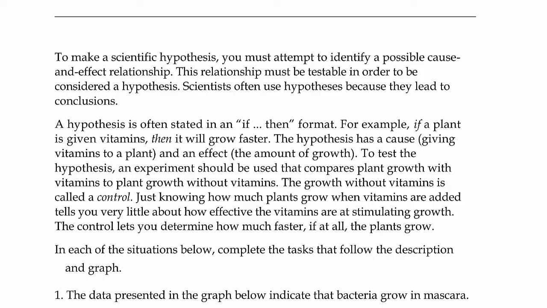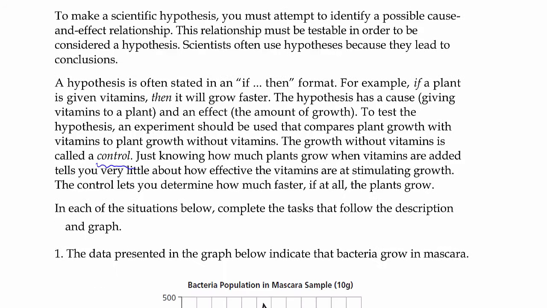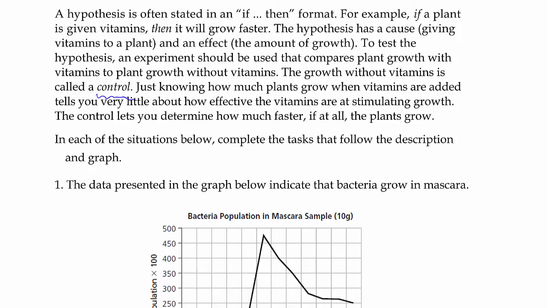The growth without vitamins is called a control. Just knowing how much plants grow when vitamins are added tells you very little about how effective the vitamins are at stimulating growth. The control lets you determine how much faster, if at all, the plants grow. So make sure in any experiment you ever do that you have a control. And the control is there so you can compare.